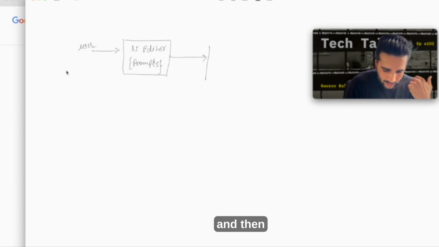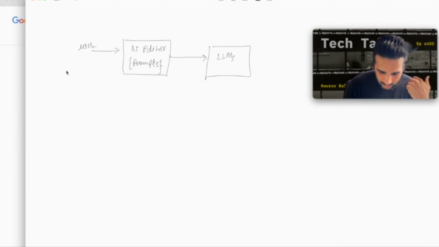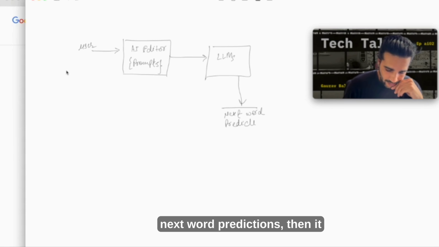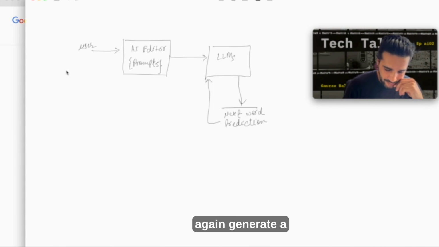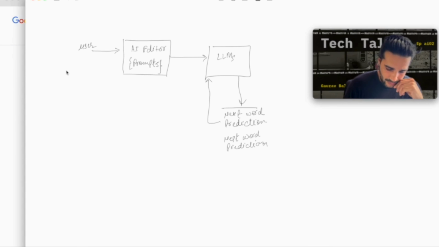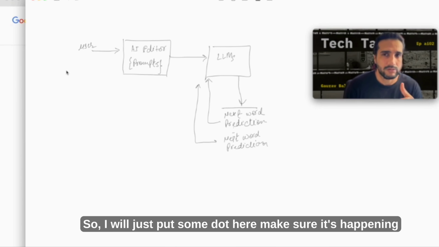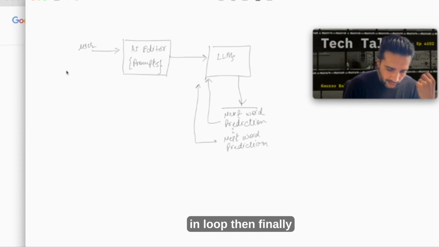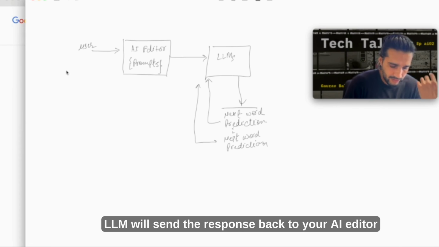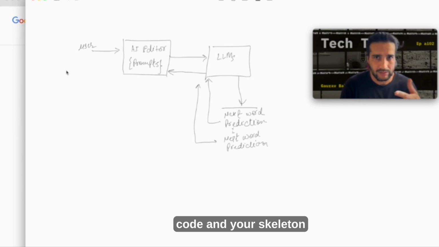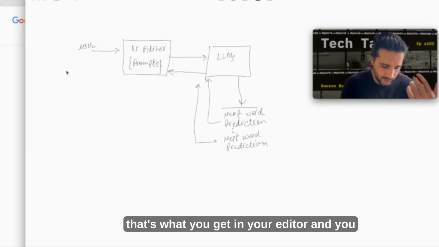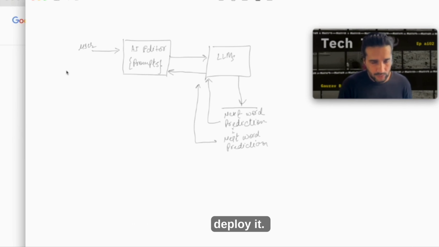LLMs, and then it will generate next word predictions. Then it will give back the response to the LLM. Then the LLM again generates a next word prediction. So I will just put some dots here to show it's happening in a loop. Then finally, the LLM will send the response back to your AI editor, and the AI editor will generate your code and your skeleton, whichever you have requested as part of the prompt. That's what you get in your editor, and you deploy it.